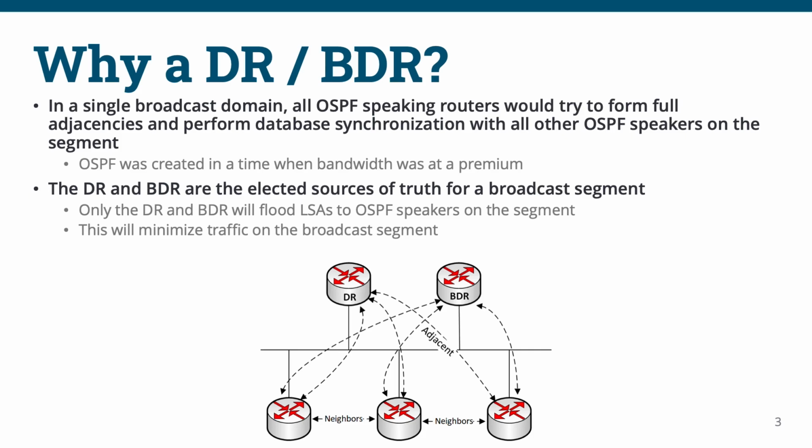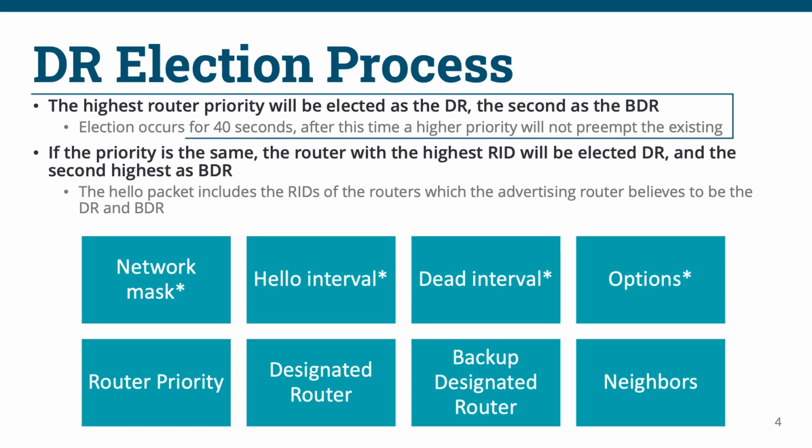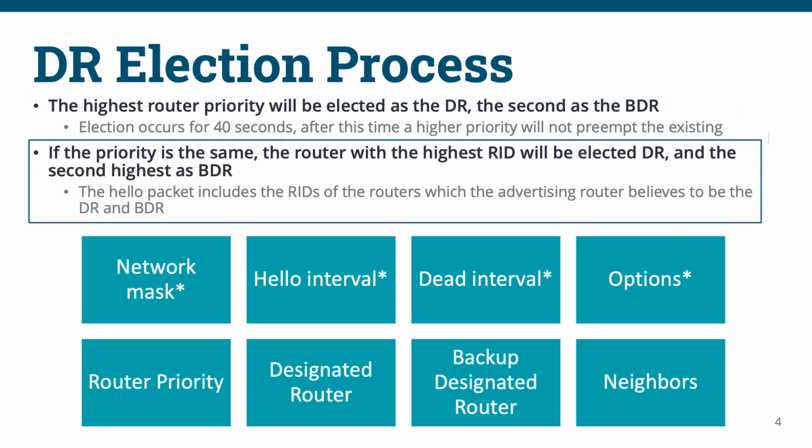Since we've mentioned a few times that the DR and BDR roles are elected positions within the OSPF protocol, let's review that election process in more detail. The router on the segment with the highest priority value configured will be elected as the DR. The second highest will be elected as the BDR. If all priority values are the same among routers in the segment, then the router ID will be used as the tiebreaker, with the highest RID winning the election.